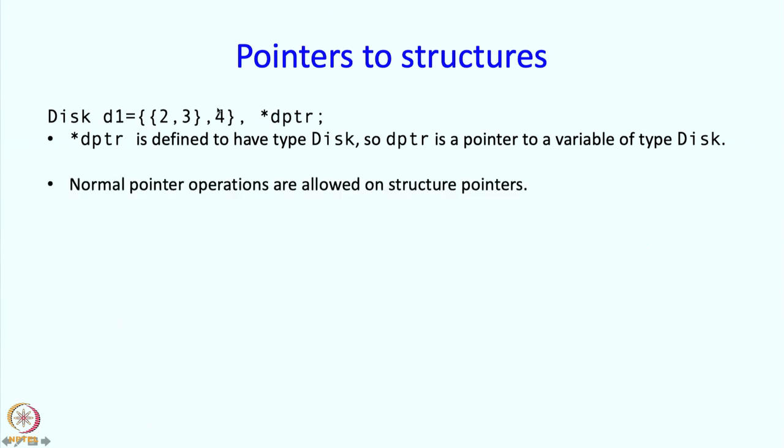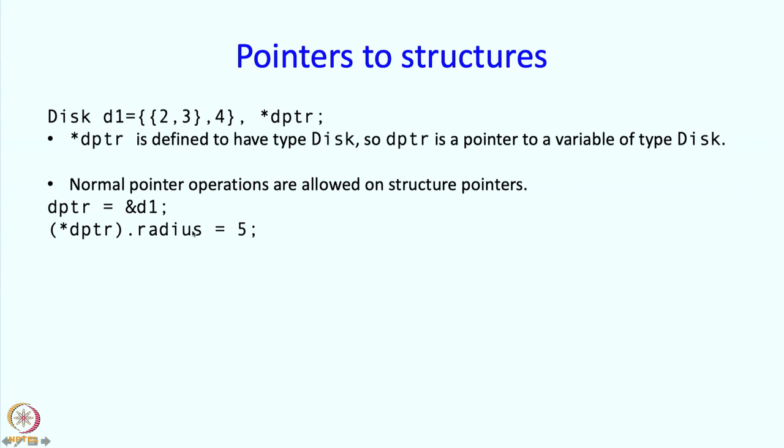Now, you can do the normal pointer operations on structure pointers as well. So, for example, I can write DPTR equal to the address of this disk type variable D1. That is what you normally do. And then I can dereference this DPTR as well. If I dereference this DPTR, what do I get? I get D1 itself. But then I can take its radius member and say that I want the radius to be 5 rather than the 4 that it currently is. So, that is what this statement is going to do.